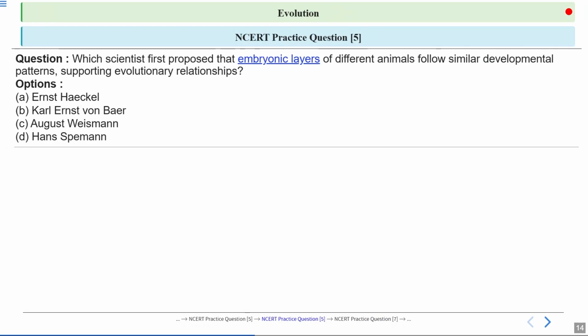The next question: which scientist first proposed that embryonic layers of different animals show similar development patterns, supporting the evolutionary relationship? Here they're talking about embryology, development of the embryo. So what are the options? Ernest Haeckel, Carl Ernst von Baer, August Weismann, and Hans Spemann. What will be the correct answer?